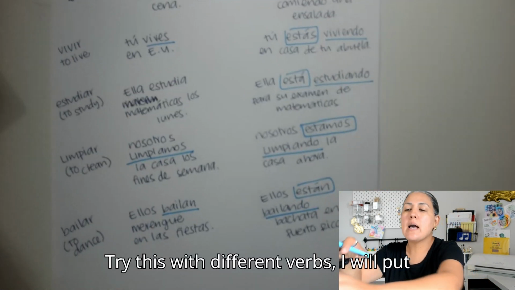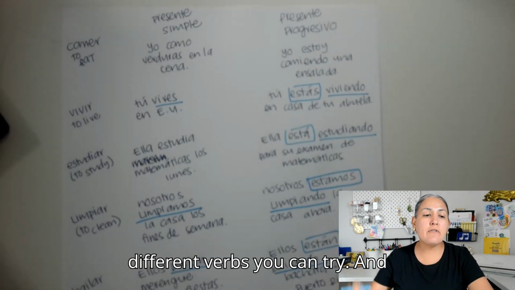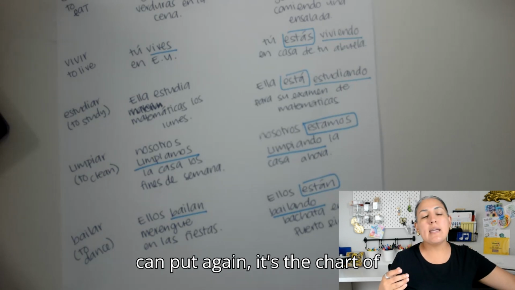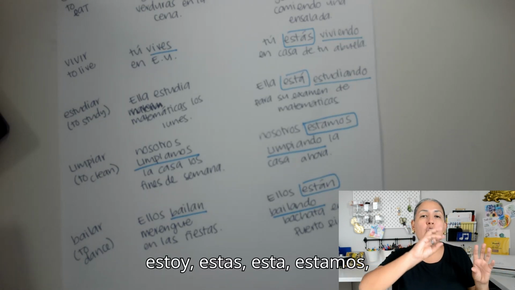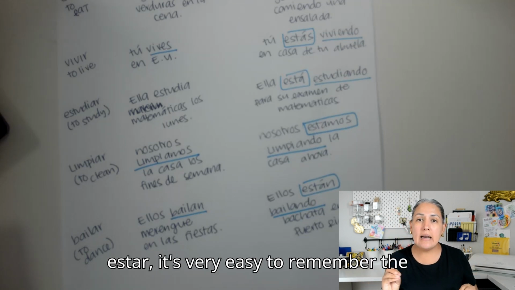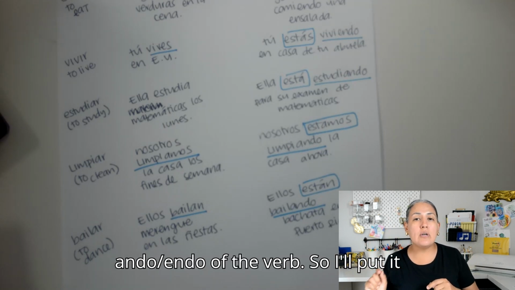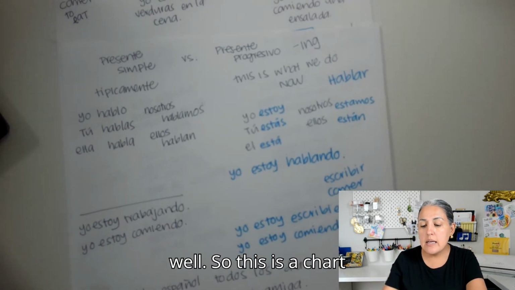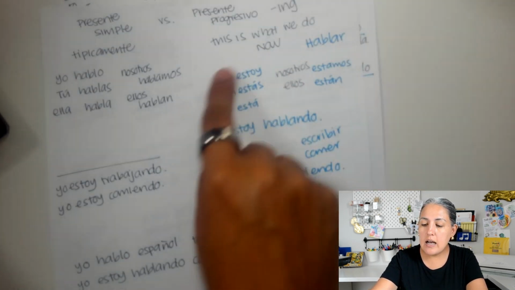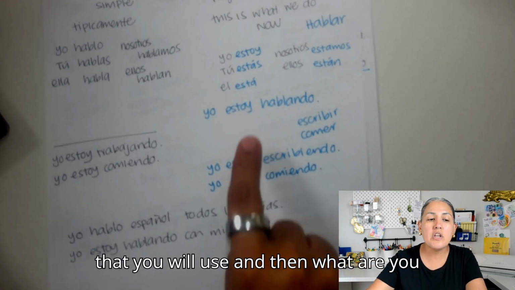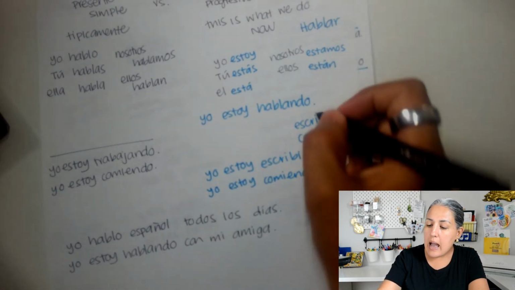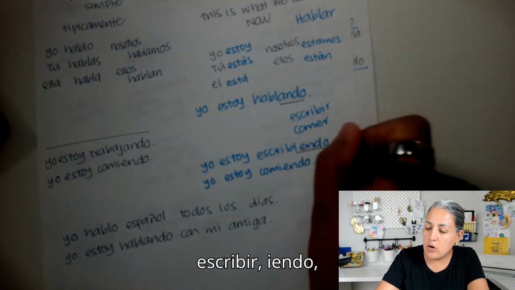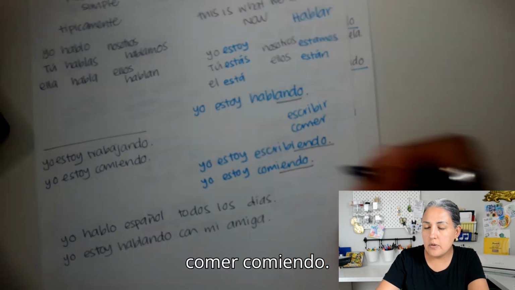Try this with different verbs. I will put the camera so you can see some of the different verbs you can try. And as long as you know the chart, which I can put again, it's the chart of estoy, estás, está, estamos, están. It's very easy to remember the ando, yendo of the verb. So I'll put it here, and I can put it in the comments as well. So this is the chart that you will use, and then what are you changing it to? Hablar ends with ando, escribir, yendo, comer, comiendo.